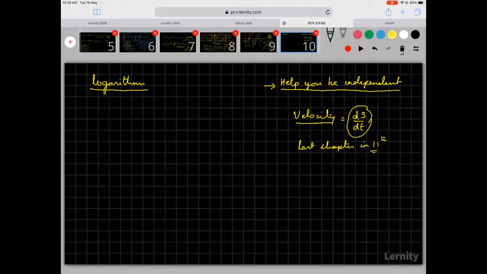So now you will tell me that, sir, we don't know ds by dt. So I don't want you to come back and tell me you don't know ds by dt. So before that, I want to teach you ds by dt so that when I do ds by dt, you don't tell me I have maths problem. Okay, so I will ask you a question.